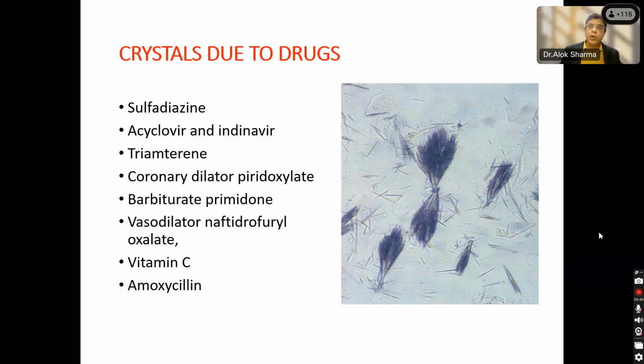So the important thing to remember is what drugs the patient is taking. When you take a history, going back, retrospective, or even as a routine part of your urine examination request, you should always ask the clinician to tell you what drugs the patient is on, so that you can do a more focused examination trying to look for those particular drugs in the urine.